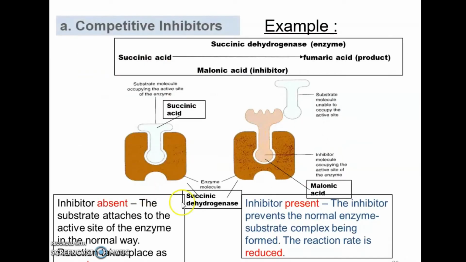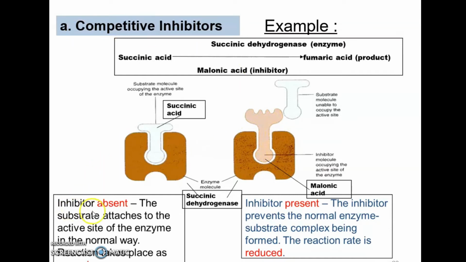Example is succinic acid. Okay, succinic acid is the substrate, and then the malonic acid is the inhibitor. The enzyme is succinic dehydrogenase, this brown one. Okay, so look at the shape of the active site. Okay, and the shape of the active site is compatible to both the succinic acid, their substrate, and also the malonic acid, which is the inhibitor. So in this case, malonic acid is a competitive inhibitor.